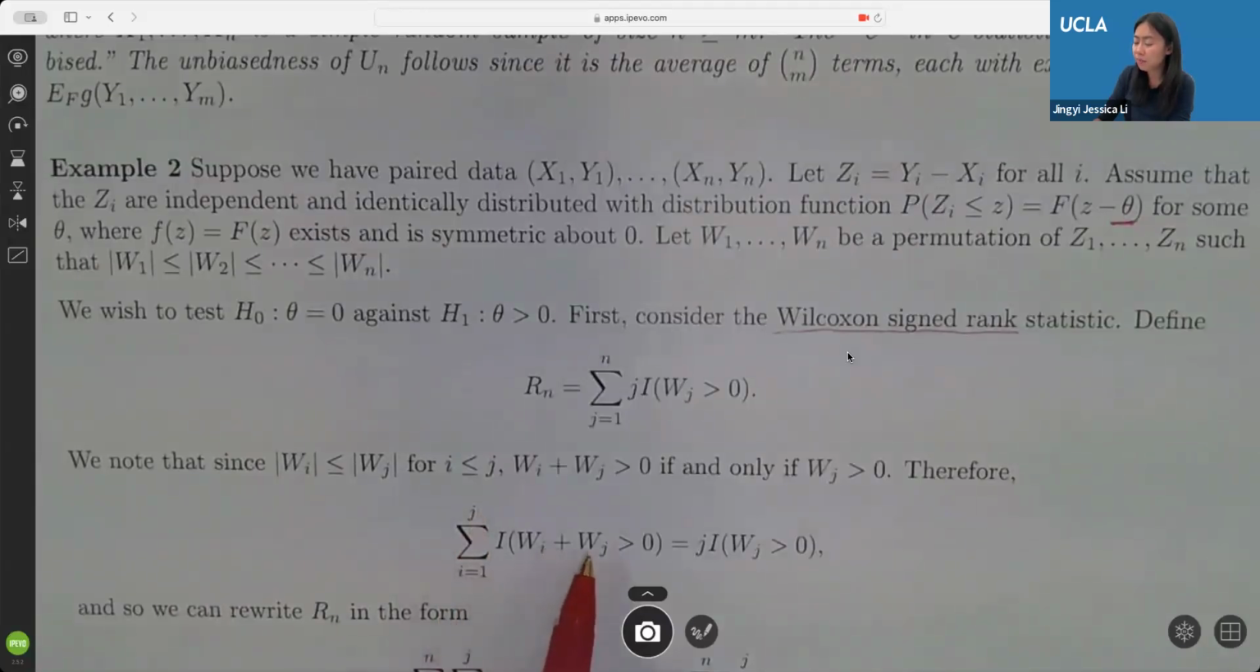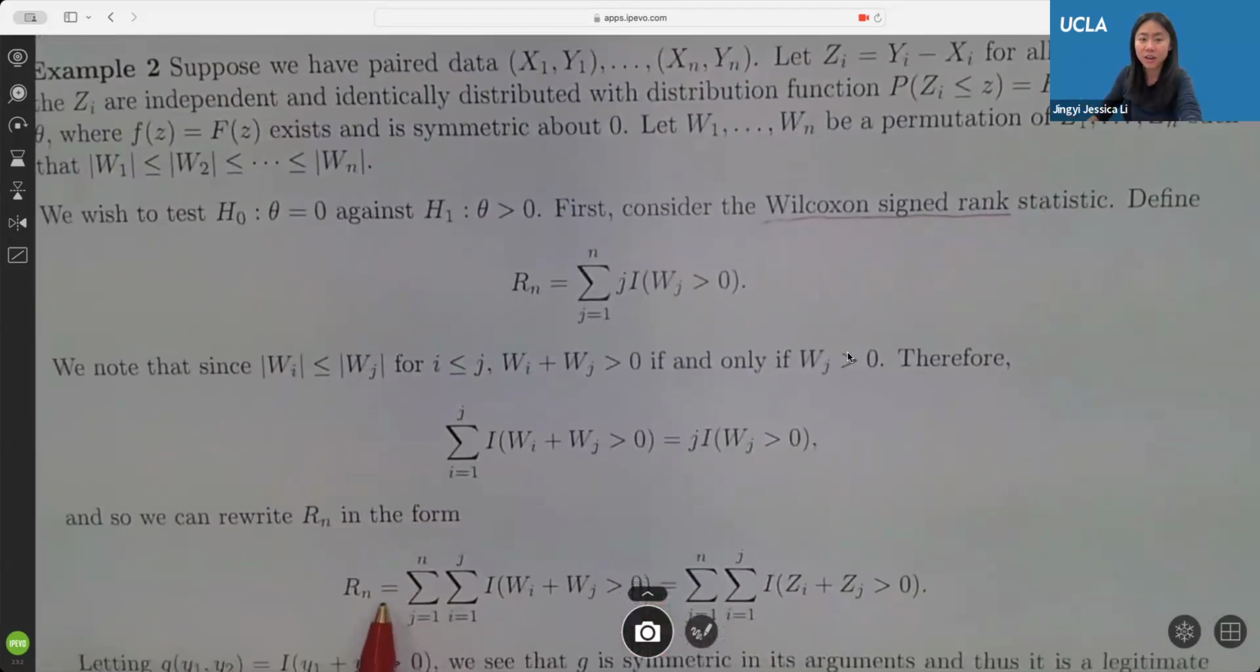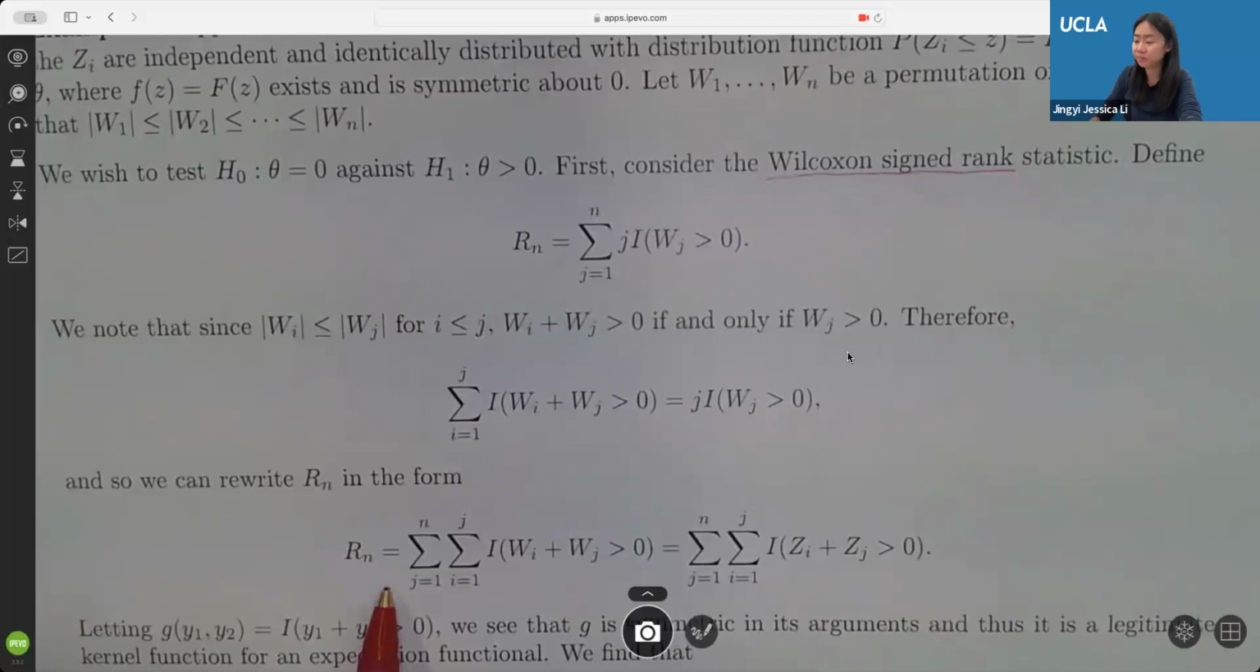So W1 plus Wj would be positive if Wj is positive. W2 plus Wj will be positive if Wj is positive. And finally, Wj plus Wj, two copies of itself, will be positive if it's positive. So that's why you have exactly j copies here. That's it. So therefore, you see, I can write this Rn now equivalently as a double sum.